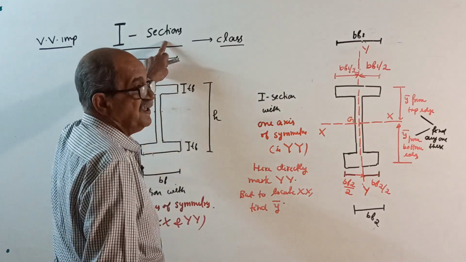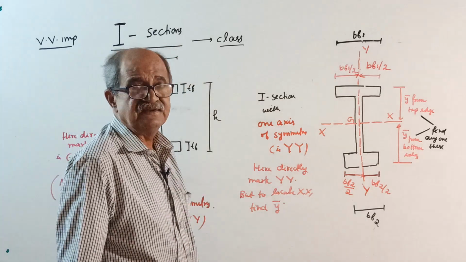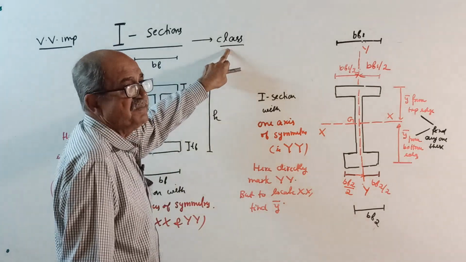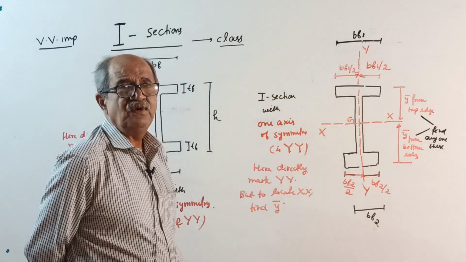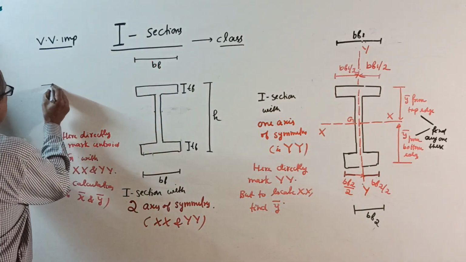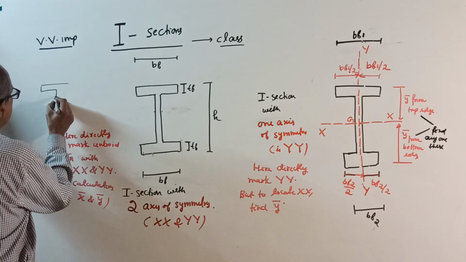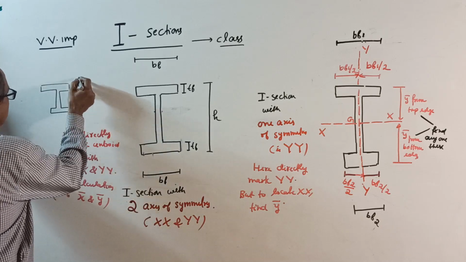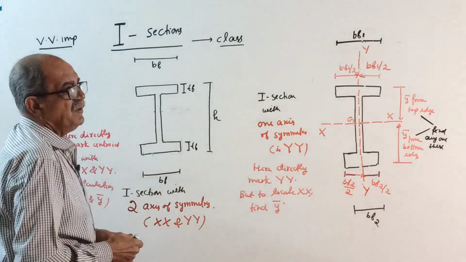We are considering I section now. Last class also I section, but today very important I section. Last class we considered random I section. See, if you remember, random I section, something like this. This type of I section is not considered anywhere.